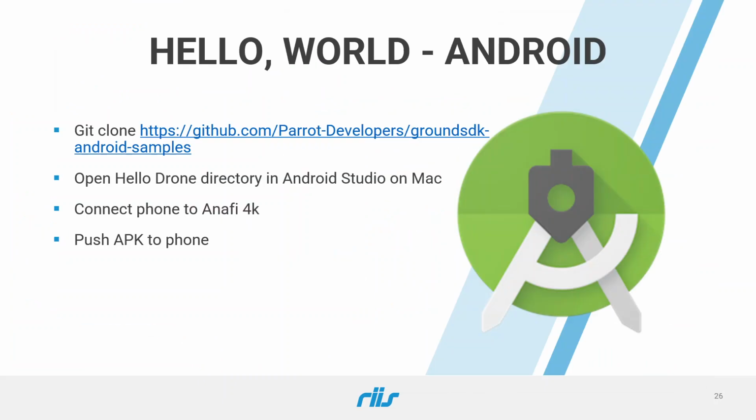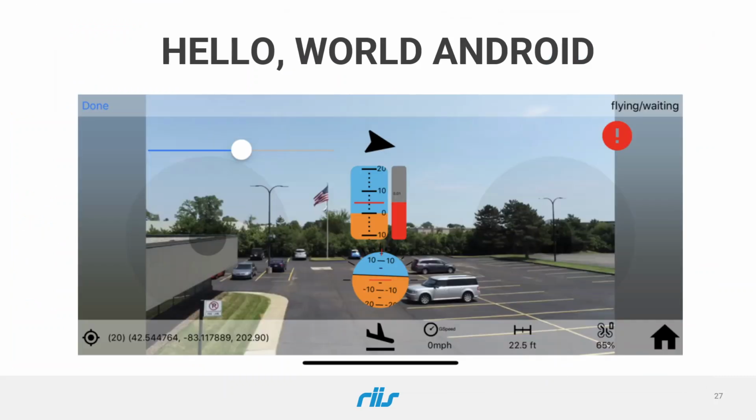So what we do: git clone, ground SDK, Android samples. There's 5 or 6 in there. Open the Hello Drone directory in Android Studio on a Mac. Connect your phone to the Anafi 4K and then push the APK. It's been a while since I've done this, but this is basically what it looks like. Huge amount of stuff going on, just like the DJI sample app. So they're not really hello worlds, but I've done a hello world, so I'll talk about that in a second.